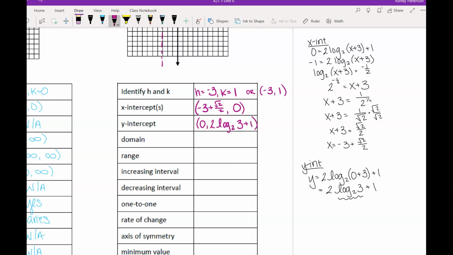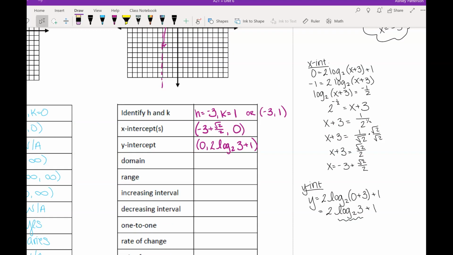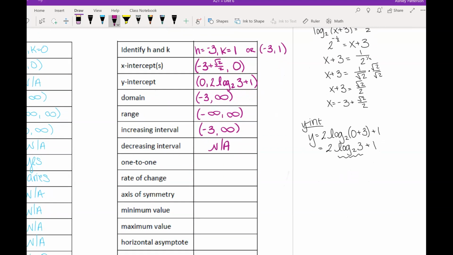All right. Well, the domain definitely is going to start at that vertical asymptote. Again, we are not including it, so it's a parenthesis, negative 3 to infinity. The range is negative infinity to positive infinity, all real numbers. It has a base greater than 1. So yeah, it's increasing, and we don't have reflection, so it is increasing. Negative 3 to infinity. It is not decreasing.